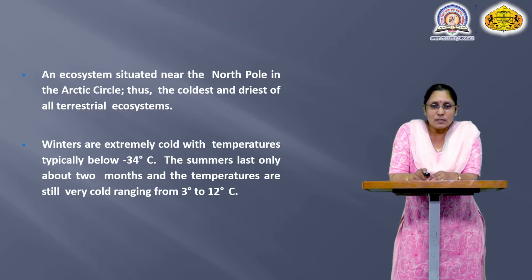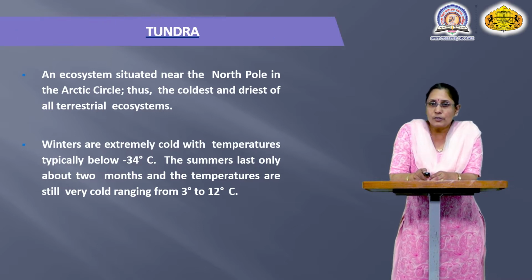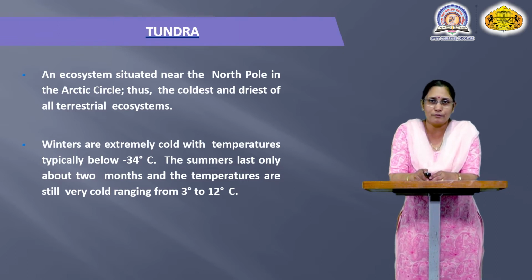An ecosystem situated near the North Pole. This is about the tundra. Okay. So what is tundra? Tundra is nothing but an ecosystem situated near the North Pole. So basically the location of the tundra is near the North Pole in the Arctic Circle, the coldest and driest of all terrestrial ecosystems. So this is one of the characteristic features of tundra.